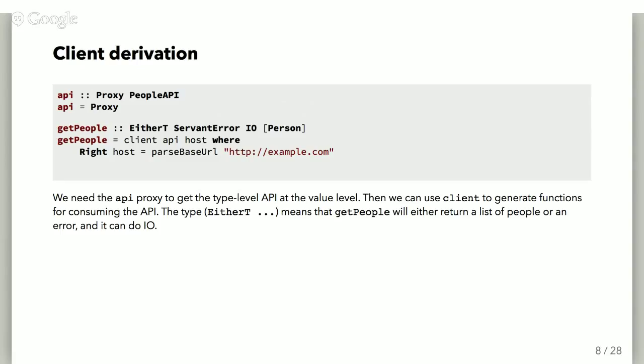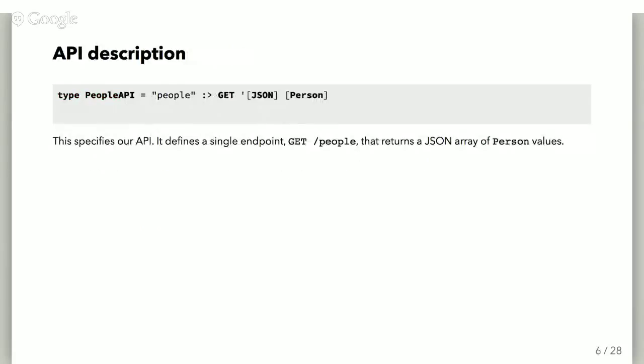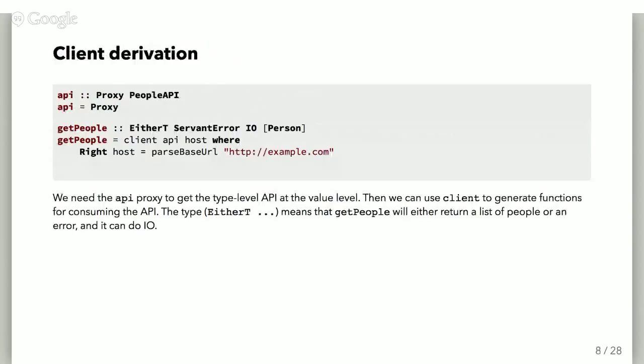So this first part, we define essentially a value level way to get at our type level API. If you'll notice back on this API description slide, we define it as a type. This isn't a value, it's a type. So if we want to pass that type around to functions, we need a proxy. And what that means is it's a value that only has one possible value. So the only interesting thing about it is what the type is.